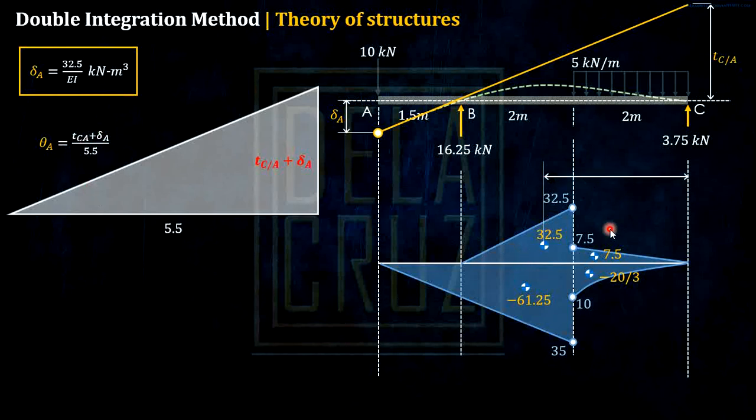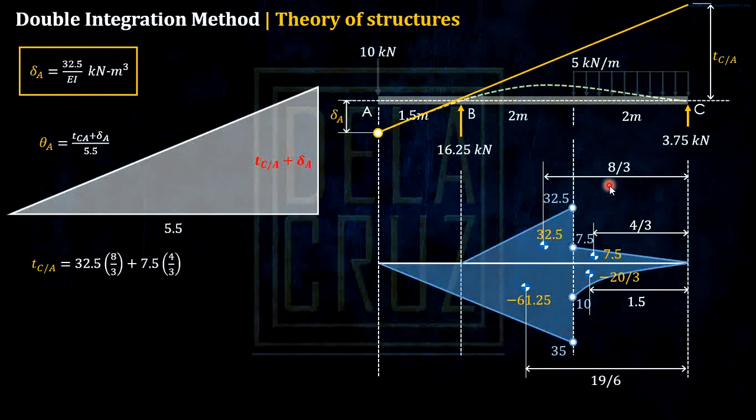Okay, this distance here is 1/3 of 2 plus 2, that is 8/3. This one is just 2/3 of 2, that is 4/3. And this one, take note, is 1/3 of 3.5 plus 2. Okay? This is 3.5 in all. So that is its distance. And this one, if this is 1/4 of the 2, what remains here is 3/4. That is 3/4 of 2. Okay. So, taking moment about C, that is the deviation of C with respect to the tangent line at A: 32.5 times 8 over 3 plus 7.5 times 4/3 minus 61.25 times 19 over 6 minus 20 over 3 times 1.5. And that will give us this answer.